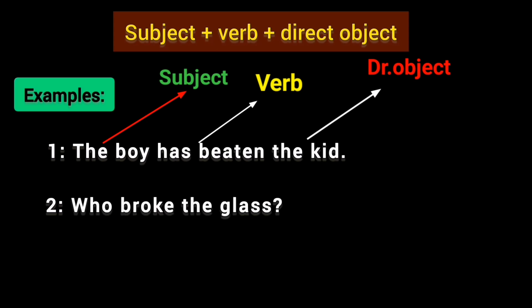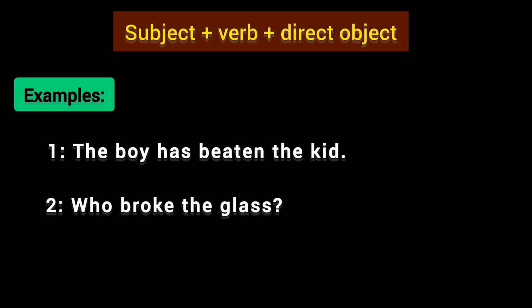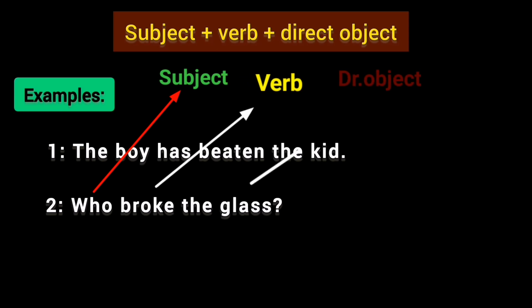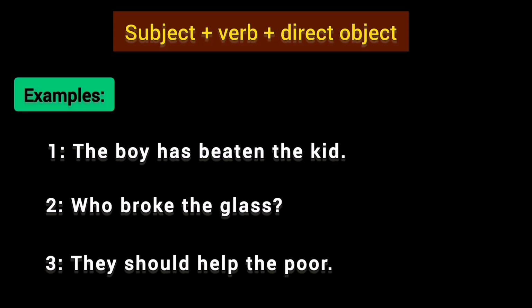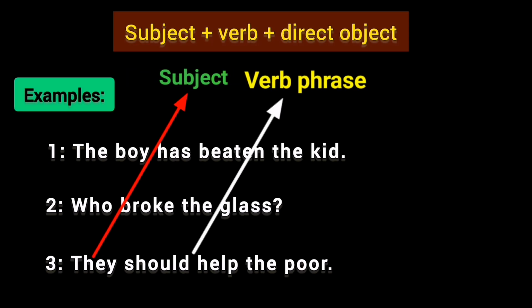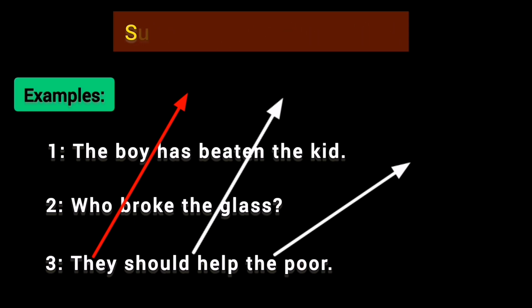Who broke the glass? Look at this example, here the word who is the subject and broke is the verb, and the glass is the direct object. This is a question about by whom the glass received the action of breaking. So this is another example of this structure. They should help the poor. Observe this example. Here the pronoun they is the subject, and should help is the verb phrase, and the poor is the direct object. As you have mastered this structure, let's learn another one.